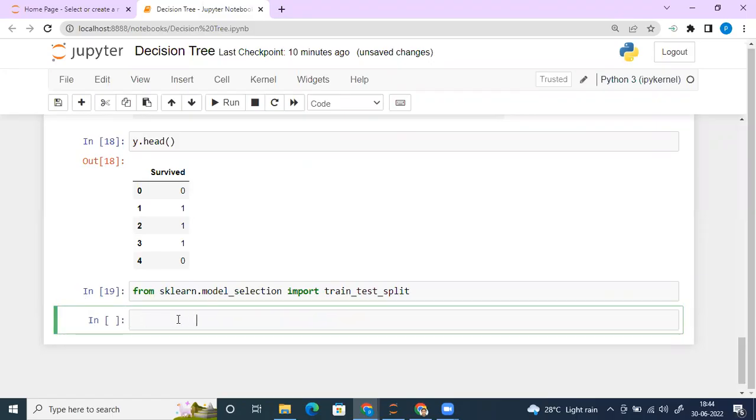Then we know how to use it: train_test_split. What do we need to pass here? X, y. Then we need to pass a test size, suppose 0.2. We need to pass a random state, suppose 42. And as it's a classification problem, we should pass one more parameter known as stratify. Stratify is equal to what?